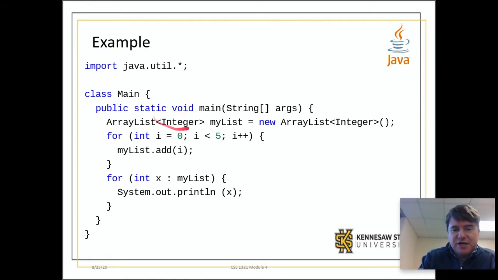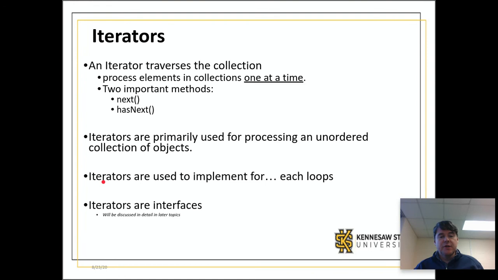So ArrayList of type Integer, myList equals new ArrayList of type Integer. And then we're doing the same thing here where we're calling add on myList, which is that ArrayList that we just created. And we're doing the for each loop to do the print out of that. Okay, so what's actually happening with all of this?